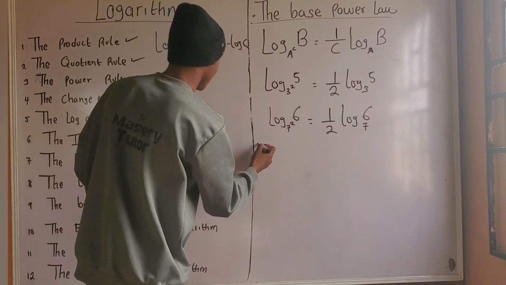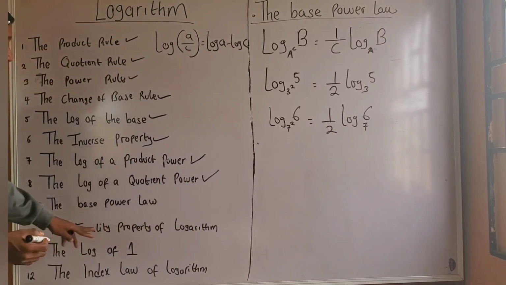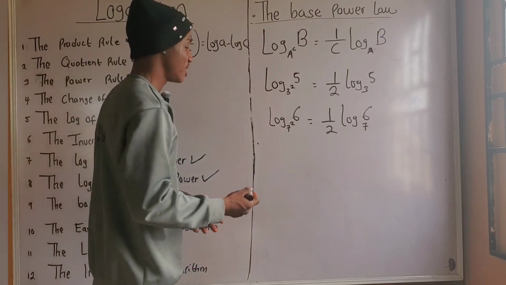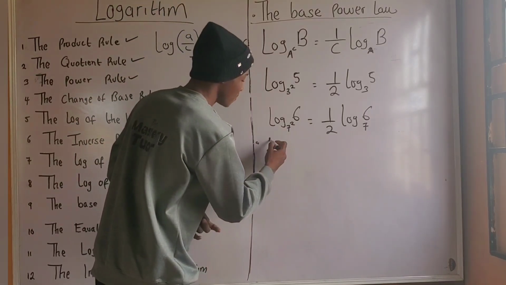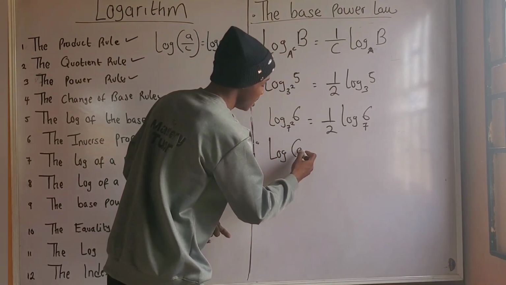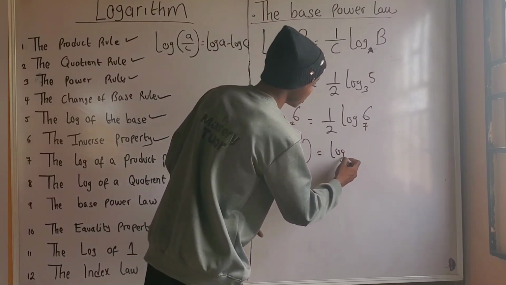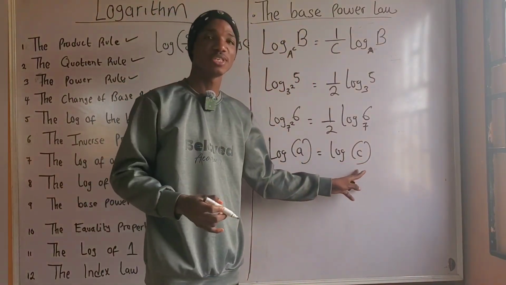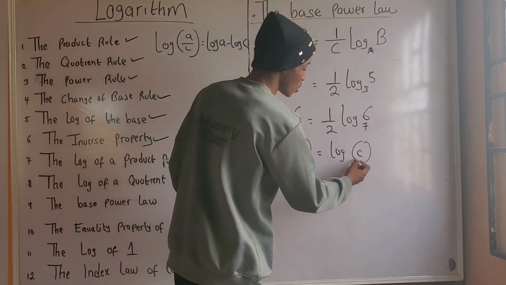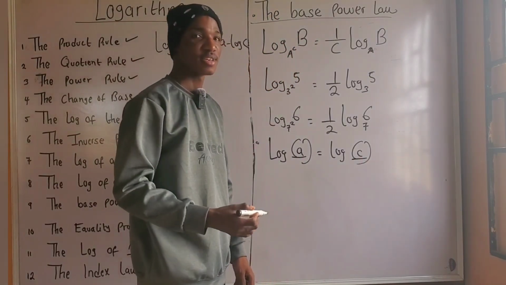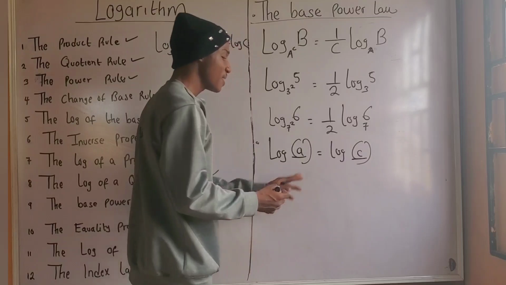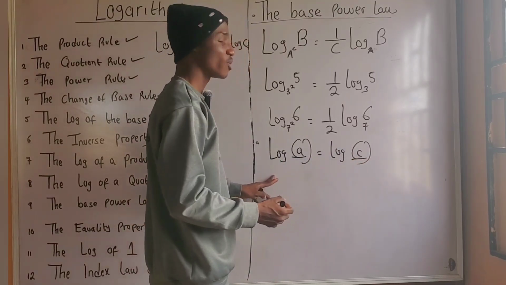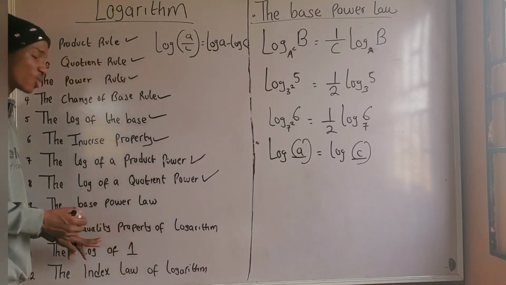Now, let's look at the next law, which is the equality properties of logarithm. When do we say two logs are equal? Let's say we have log a equals log c. Log a is only equal to log c if a is equal to c. Are you getting it? So for these properties, if a is 5, that means c must also be 5. This law that you see here is called the equality properties of logarithm.